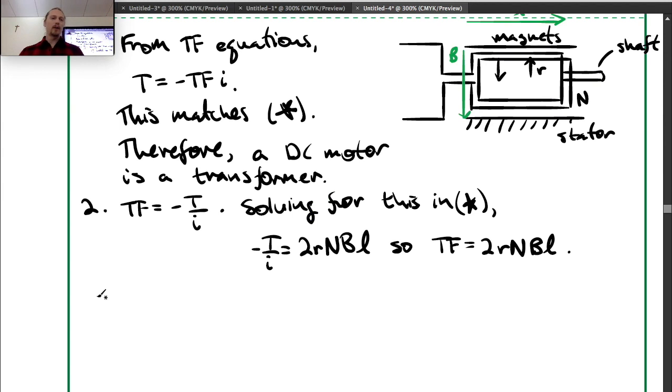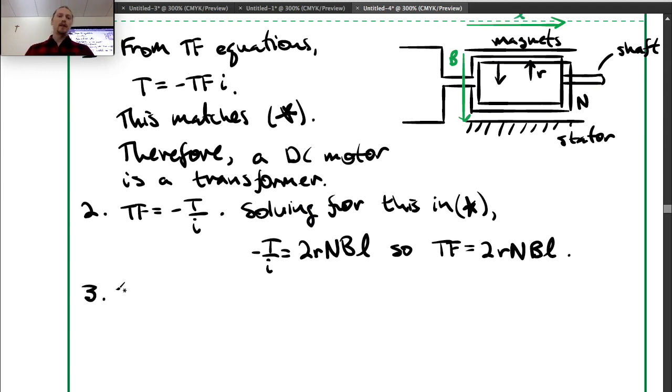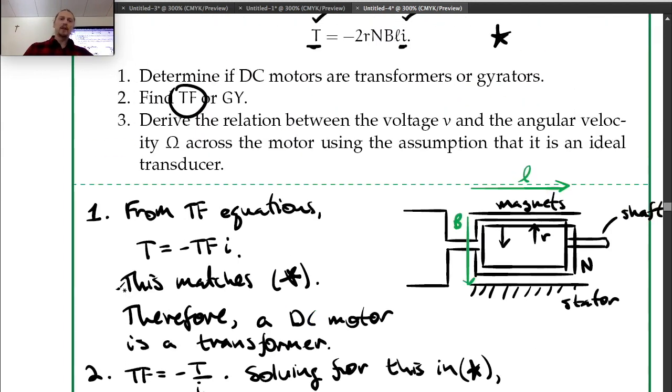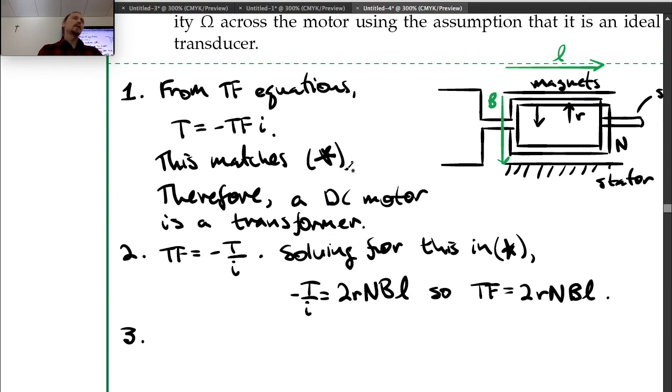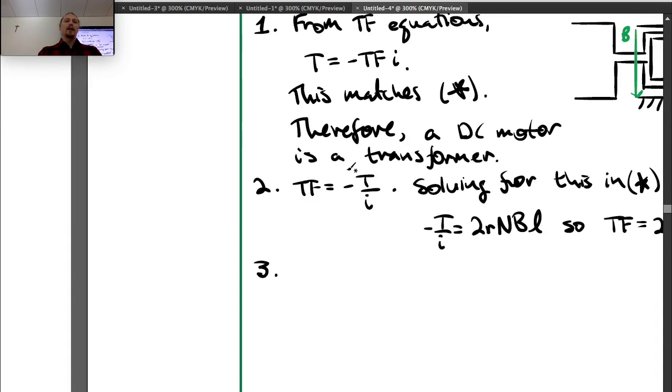So then our third question is to derive the relationship between the voltage across the motor on the electronic side and the angular velocity on the other side. If it's a transformer, then there must be a relationship there, under the assumption that it is an ideal transducer. And motors are pretty well modeled by that, and we'll talk a little bit more about the DC motor model we'll use.